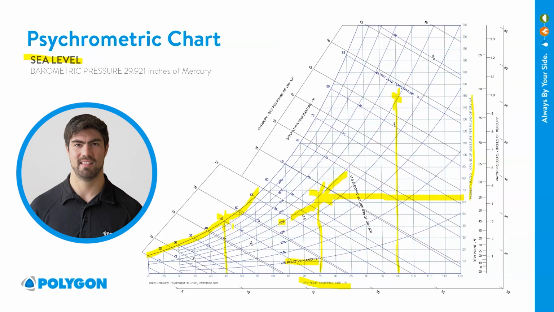So now it's up to Polygon to come up with a system that can bring the outside air and manipulate it so that it becomes this inside. And then so is the opposite on the right hand side of the chart. When we're cooling, we want to do through our system whatever it needs to do so that the inside ends up right here where I drew the first X.